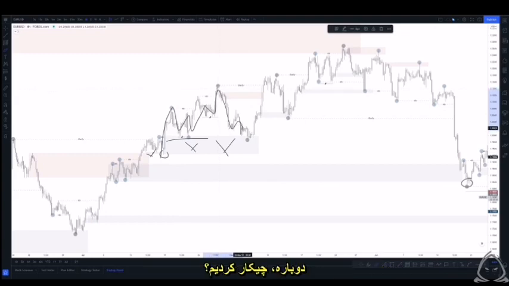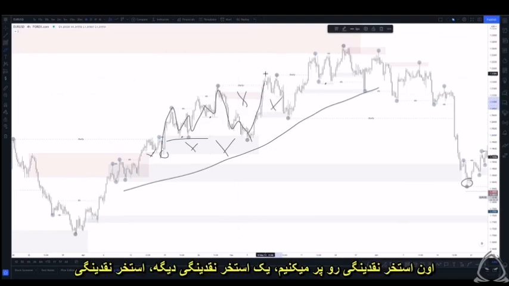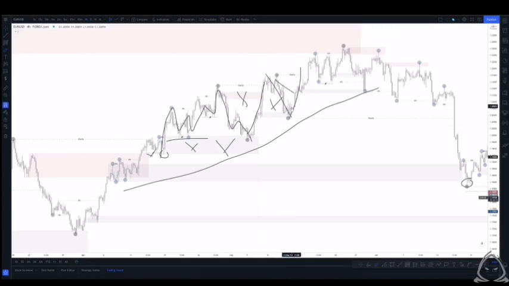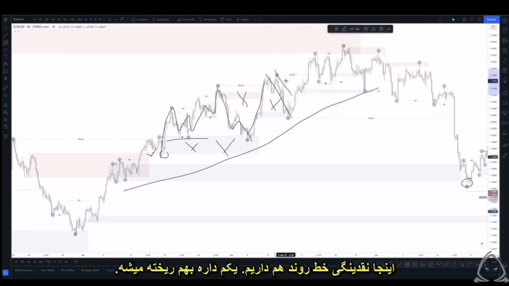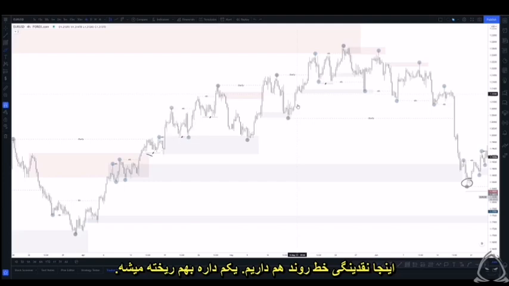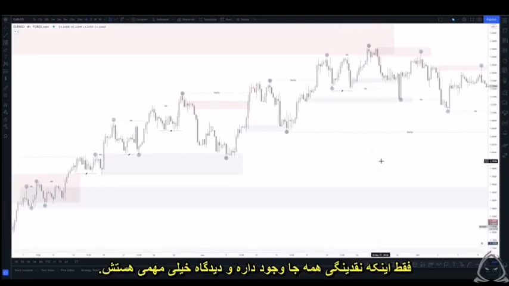Again, what do we end up doing? We come back into the liquidity pool. We start developing structure here. We build a liquidity pool here. What ends up happening? We fill that liquidity pool. Another liquidity pool. Because before the structure is created, we just have this big empty space. We also have trendline liquidity here as well. Getting a little messy and a little all over the place, but it's just one thing: liquidity is present everywhere, and it's such an important concept.